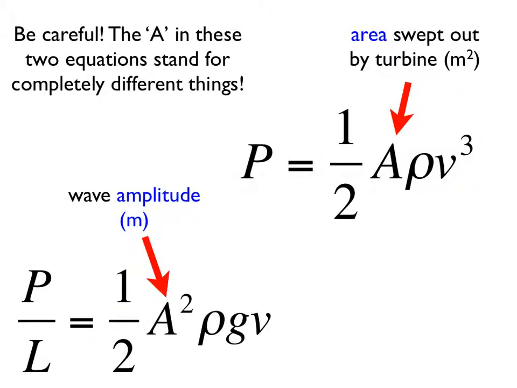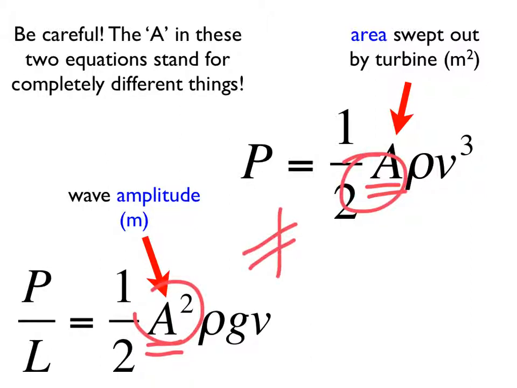Now, one thing that's a little confusing about this equation is the capital A in the wave equation is the amplitude of the wave, but the previous equation we had when we were talking about wind turbines, the capital A in that equation is the area in square meters swept out by the turbine. Okay, so these A's are not the same, and that's really, really important to keep those straight.